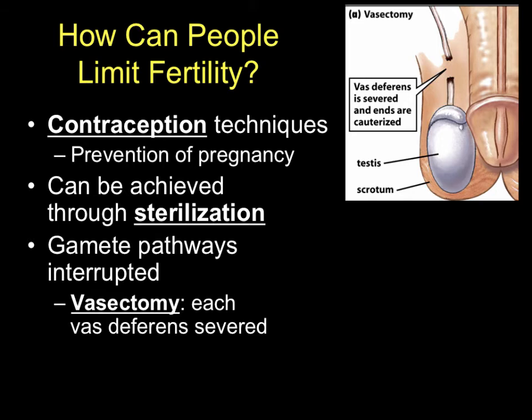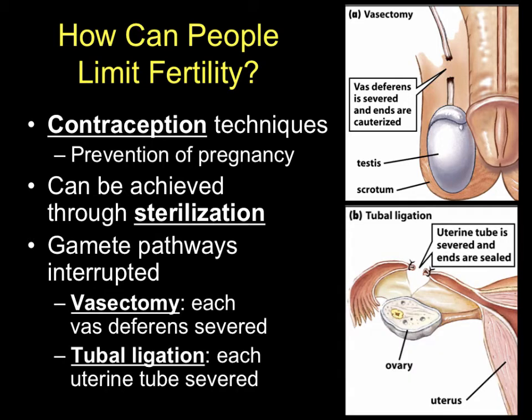So of course they can't reach the egg cell, and again you have no fertilization taking place as a result. A tubal ligation is kind of the same idea, only in a female. The uterine tubes are severed and sealed off, typically with a very small clamp, and that's going to prevent sperm cells coming up from here from encountering egg cells coming down from here. So there's now a blockage in between so that sperm cells can no longer reach the egg cells.